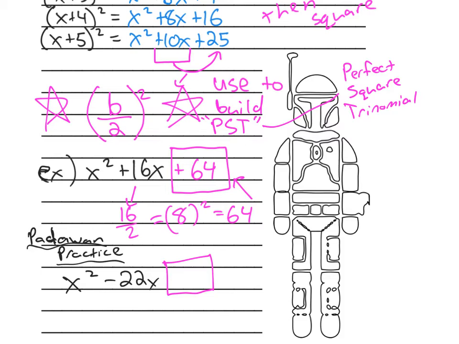All right, we think it's 121. Let's go ahead and make sure it's right. Again, take the middle number, negative 22, divided by 2, I get negative 11. Squared, negative 11, we get what? 121. Hey, now that we've built these perfect square trinomials, go ahead and factor them.